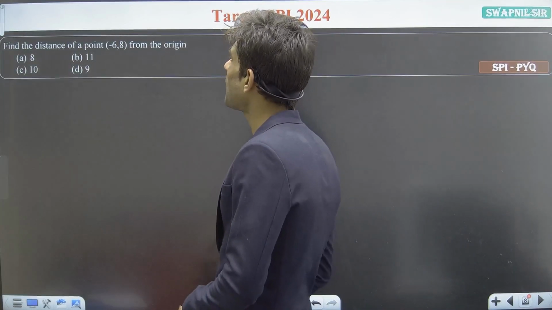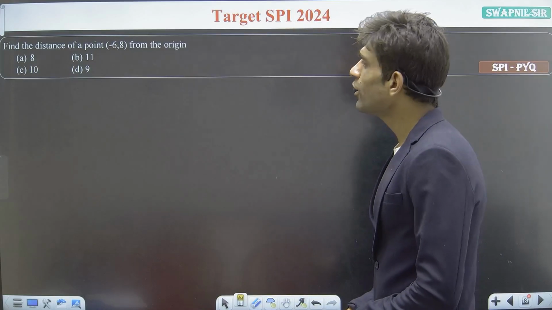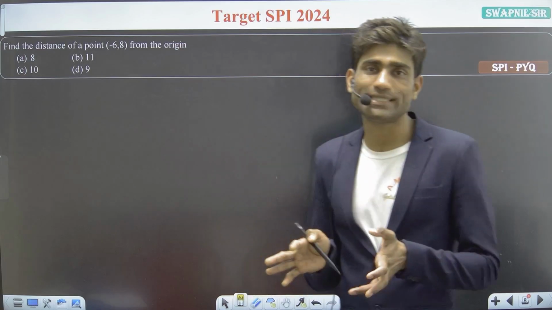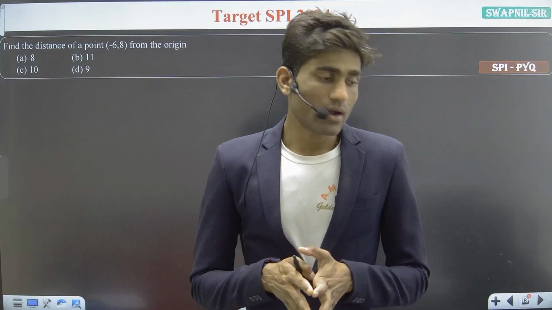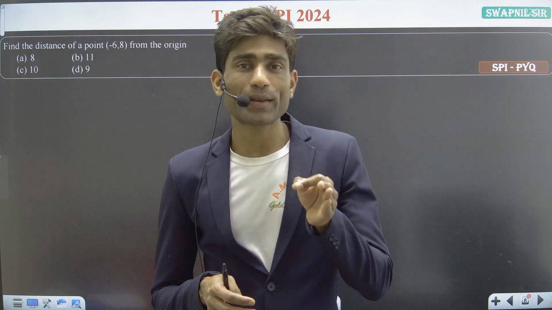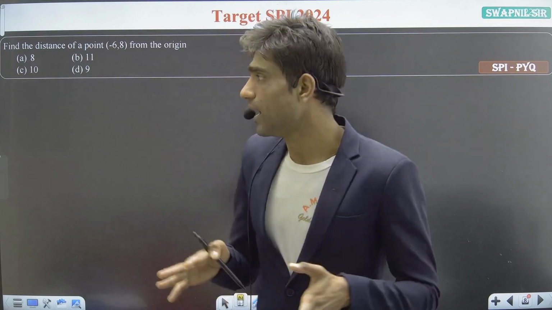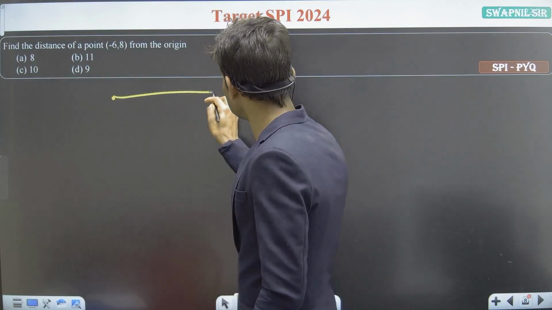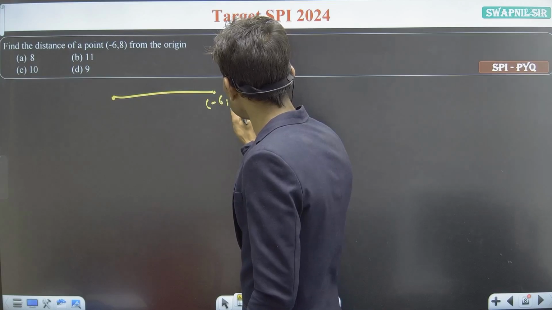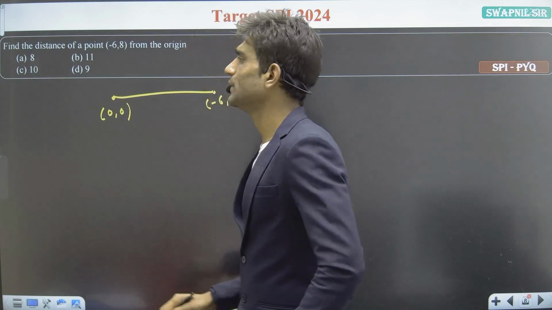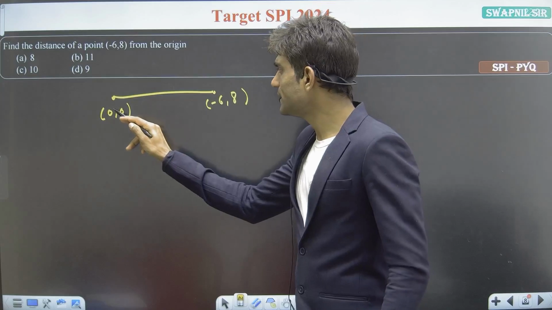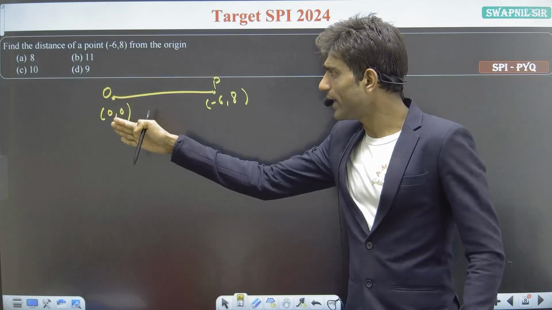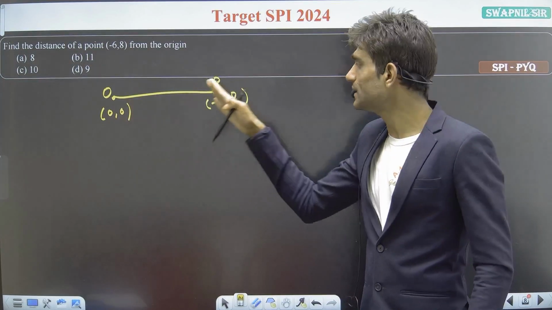Find the distance of the point -6, 8 from the origin. So we have to find the distance of a point from the origin, and as we know, the coordinates for the origin are 0, 0. Now consider this one is the origin O and this one is the other point -6, 8. Consider this one is P. So we have to find the distance from the origin O to point P here.